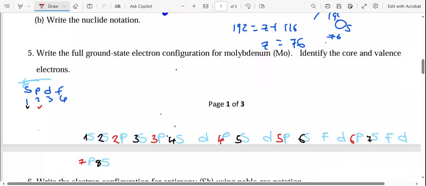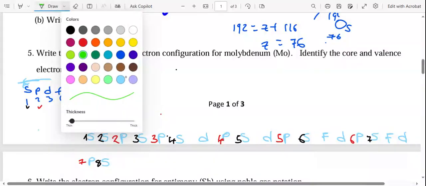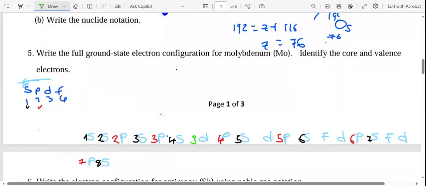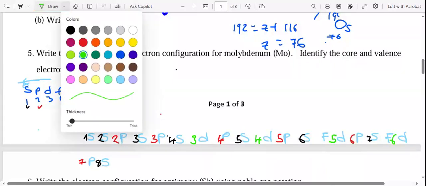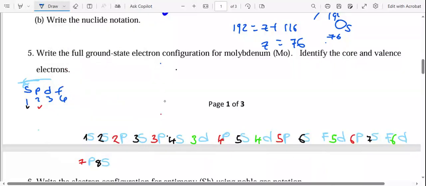Then we have D now. D starts at 3, so we write 3 there: 3, 4, 5, 6. Then F. F will start at 4, so 4, 5. That's all.